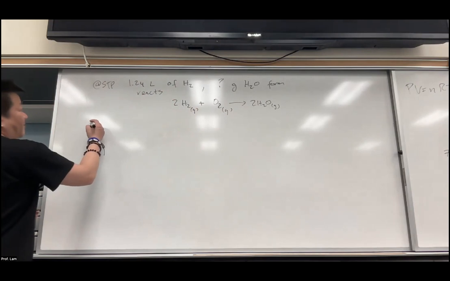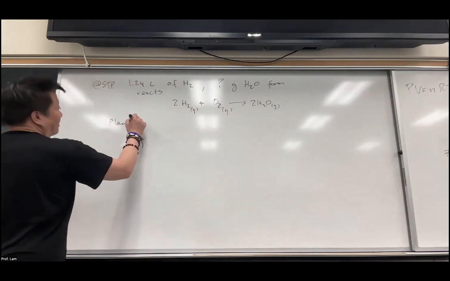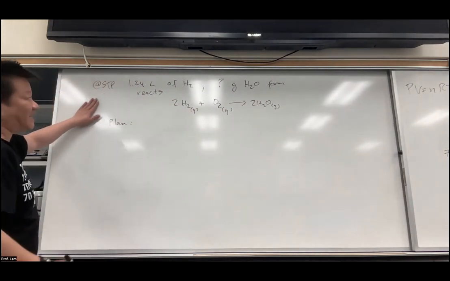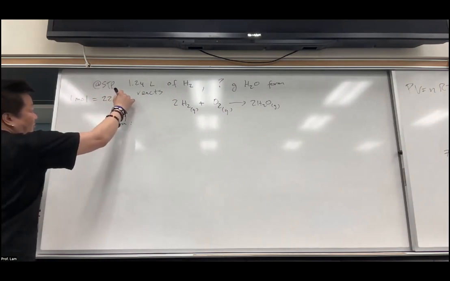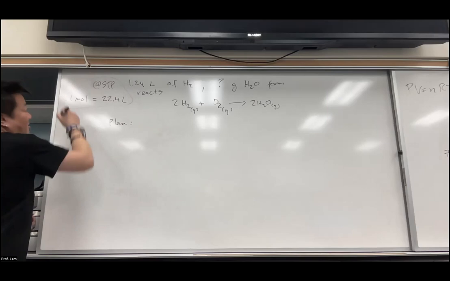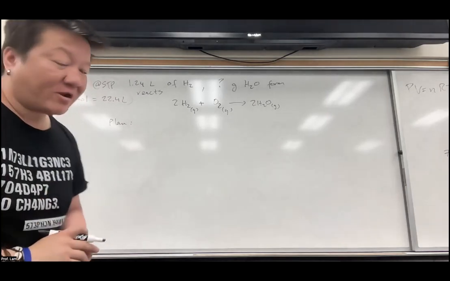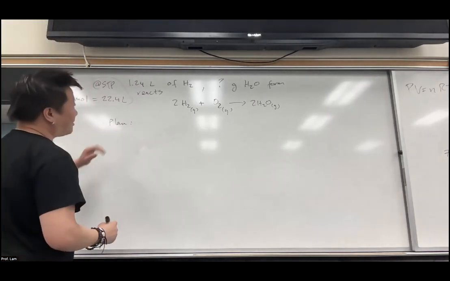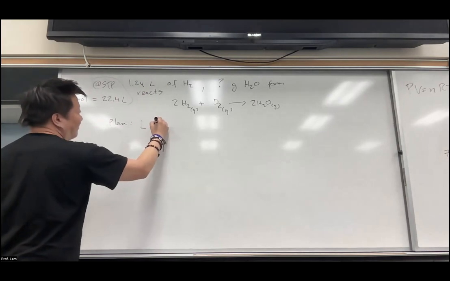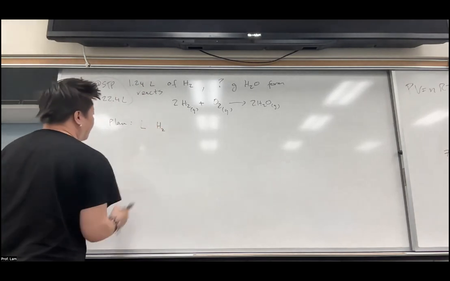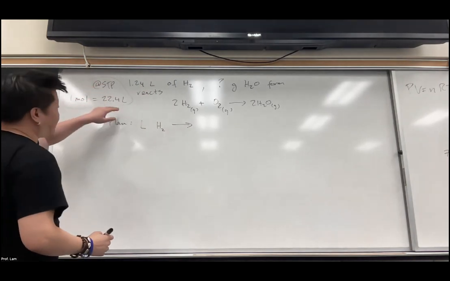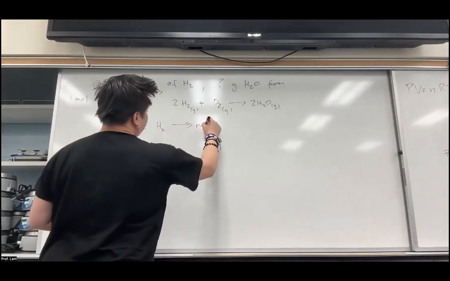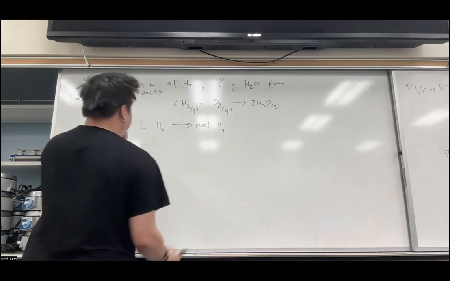So our plan. We know since it's at STP, let's write this down already: 1 mole is equal to 22.4 liters. Just to have it right there for us to use. So here's our plan. We start with liters of H2. Since it's at STP, we'll go straight to moles of H2.